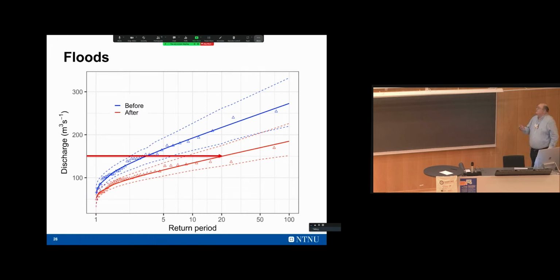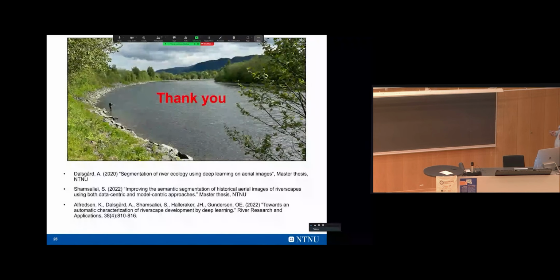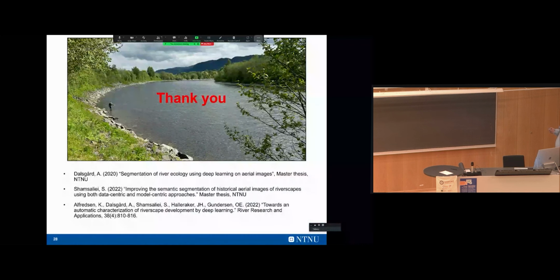This is, of course, if you live in a house on the riverbank, good. The chance of you getting flooded is small. If you live in the gravel, this may not be good at all. So, skip the summary and say thank you with a quite recent picture of River Gaula. It is controlled on one bank and free on the other, which is typical for many Norwegian rivers.